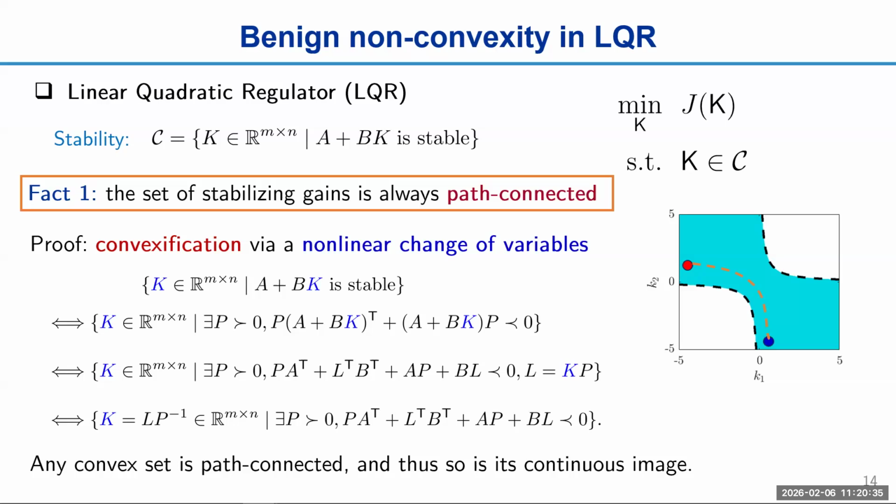And this non-linear map actually is very smooth. It's very well defined because P is always positive definite. So you will see connectivity for this non-convex set. And actually, I'm going to use this idea to prove many other results as well in the second part.